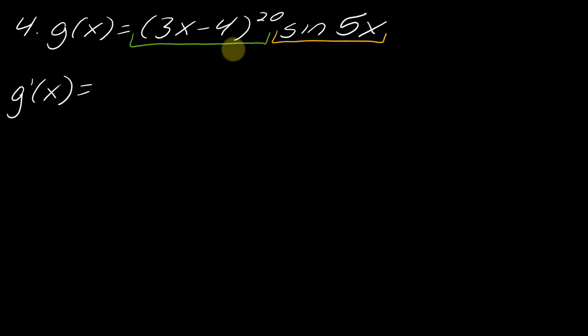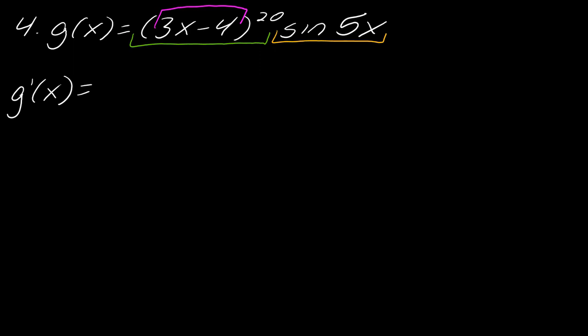So for the product rule, first I take the derivative of this guy, so I'll do that in green. Now to take the derivative of this, I have to think about the chain rule, because I don't want to multiply this out to the 20th power, of course. So the outside function would be this thing to the 20th, and then the inside function would be this 3x minus 4. I've talked about how to break that down in some other videos. You can check those out if you need a refresher.